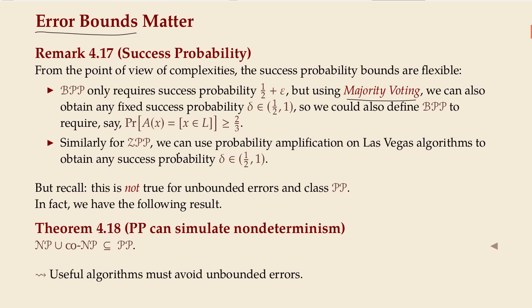Whereas for the unbounded error class, that was not true. So that's already an indication that the two are very different. And we already stated that result last time. It's not only that it's a bit more complicated with unbounded error algorithms, but actually the class PP is a superset of NP and co-NP.